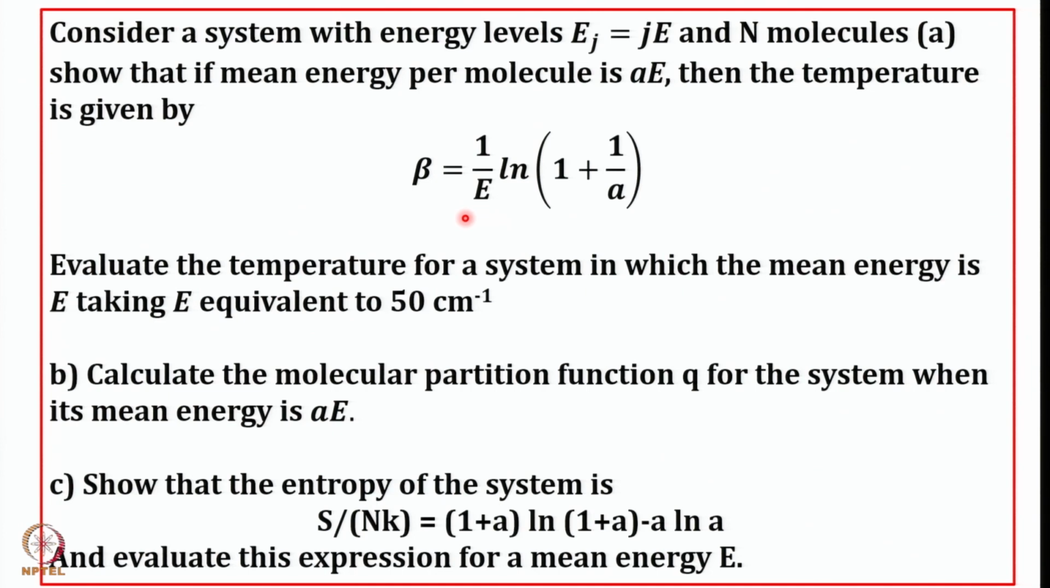Let us go step by step. First, we will solve this part. What is given to us is that the energy levels are given by E_j is equal to j times epsilon, and if the mean energy per molecule is A epsilon, then the temperature should be given by this expression of beta. Fine, let us try to solve this first, and other parts we will come to later. So, what is given to us is E_j is equal to j times epsilon.